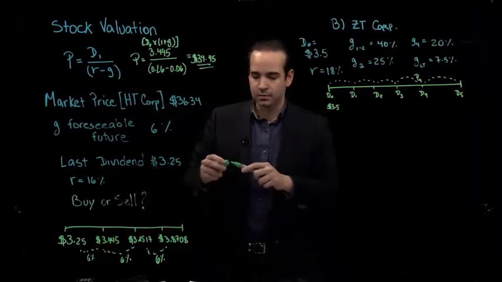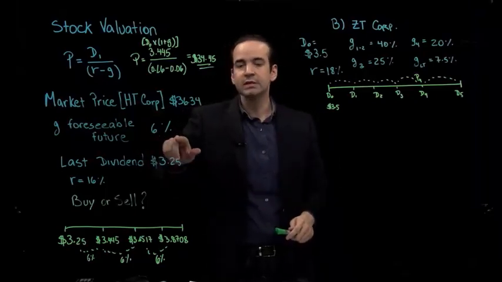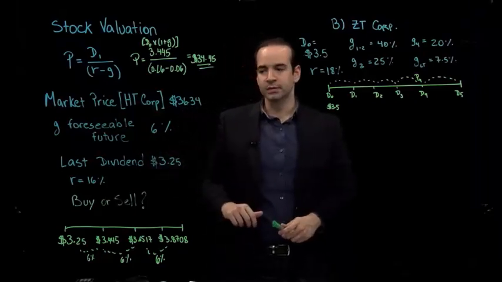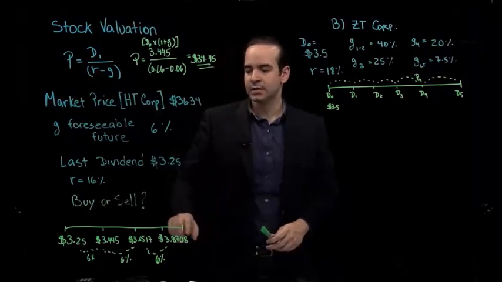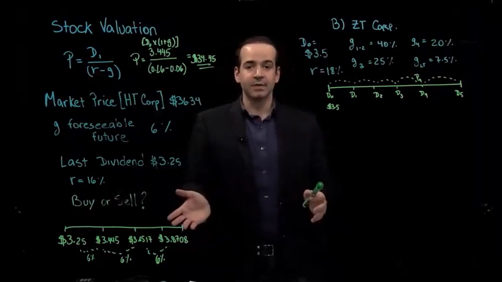So this case is quite straightforward, and it is simple. Now, we have a firm that is growing for the foreseeable future at a 6% growth rate. We have the last dividend. We can plot it. Everyone's happy.